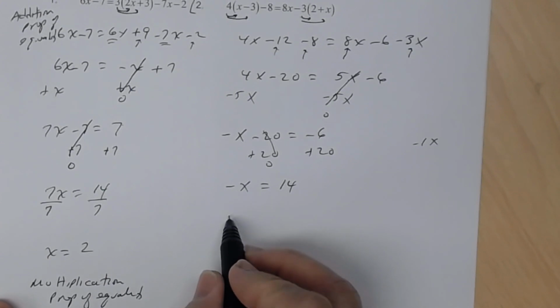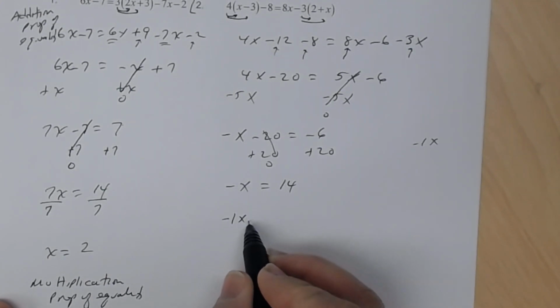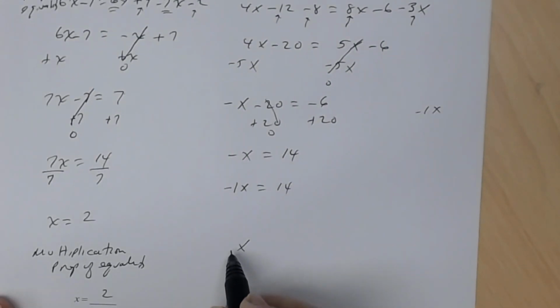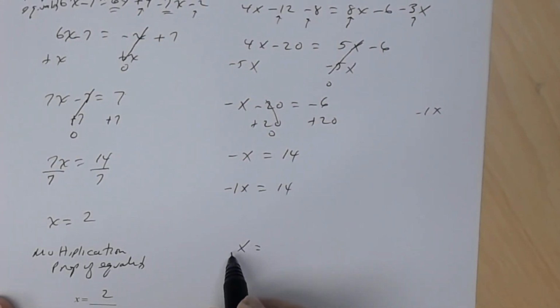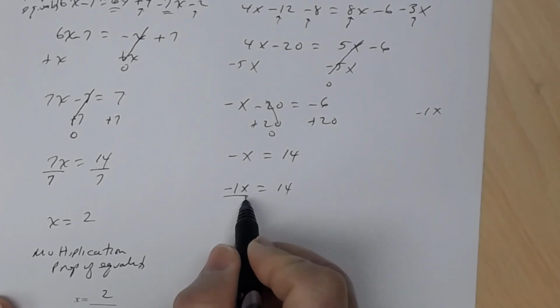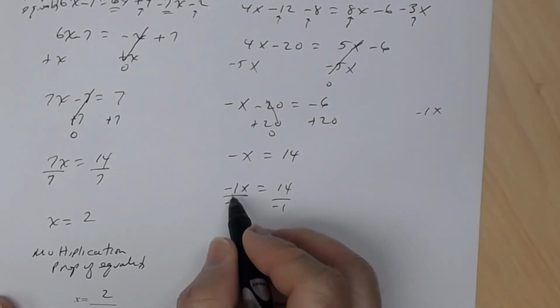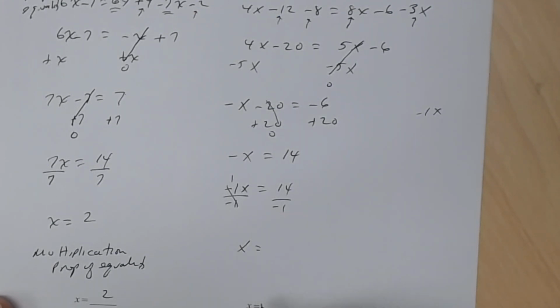So it helps, though, in this case, to actually write negative 1x so you can see what to do. Remember, I want this to be a positive 1 when I get x by itself. So right now, I'm multiplying by negative 1. The opposite is to divide by negative 1, just like this. And so I get negative 1 divided by negative 1 is 1. 1 times x is x. And then 14 divided by negative 1 is a negative 14.